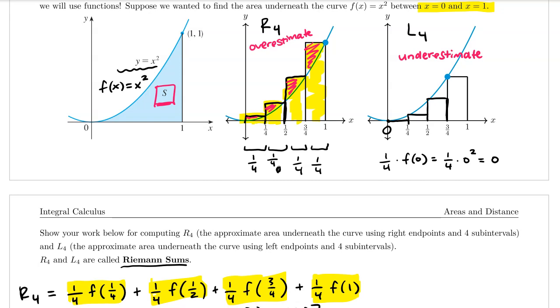So that was our first rectangle. Then our second rectangle's height is going to be f of 1/4, then f of 1/2, then f of 3/4. So notice how that's a little bit different than the right-handed rectangles, because for those we used 1, 3/4, 1/2, and 1/4 to calculate the heights, but now we're not using 1, so all of the heights shifted over to the left x value in each of our subintervals.